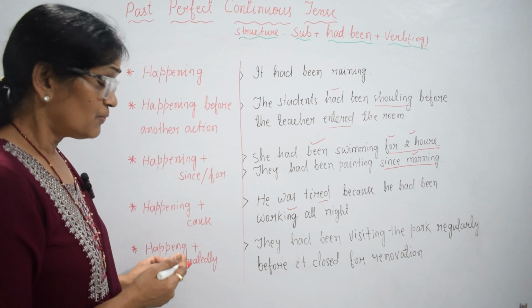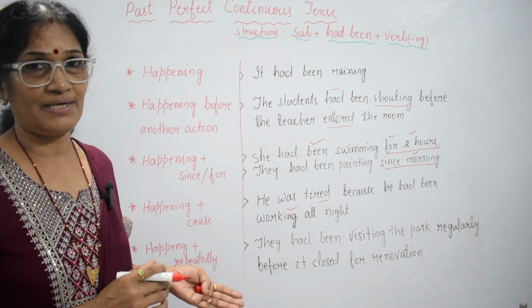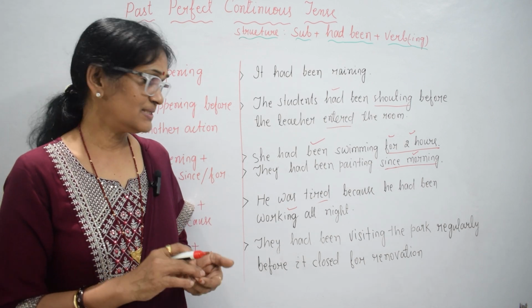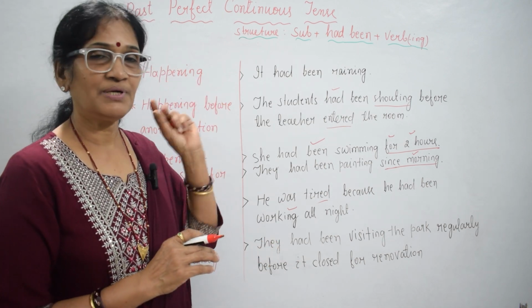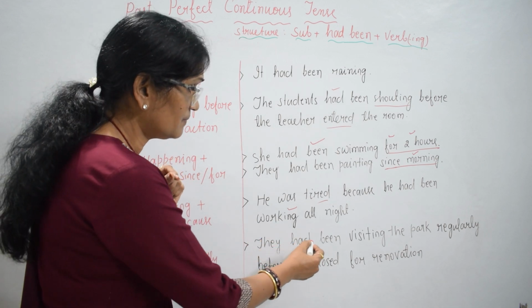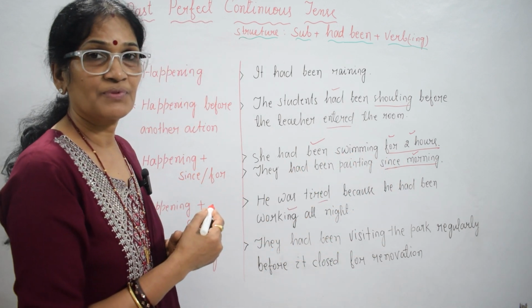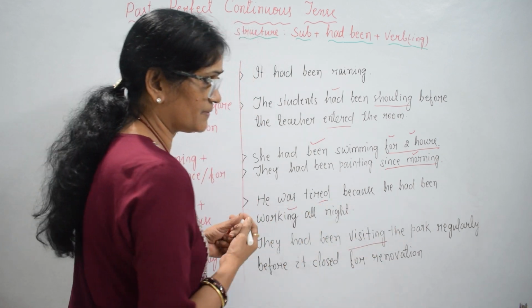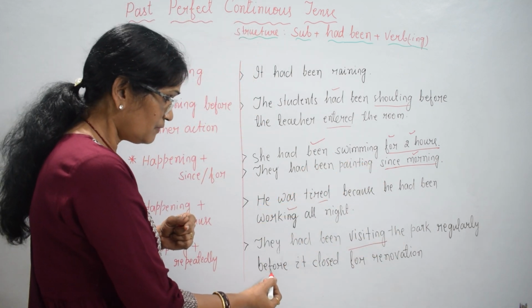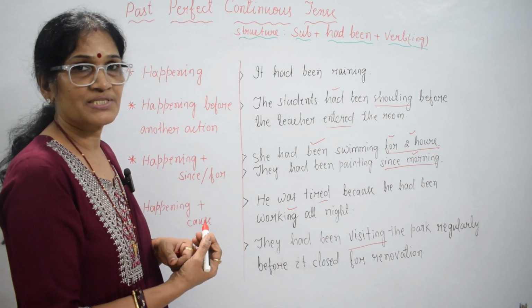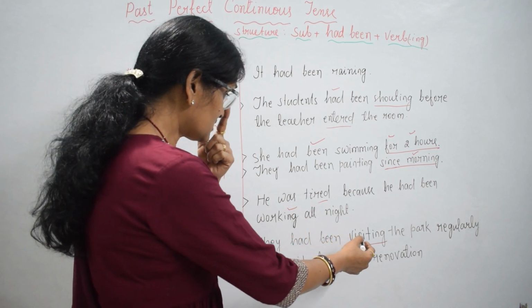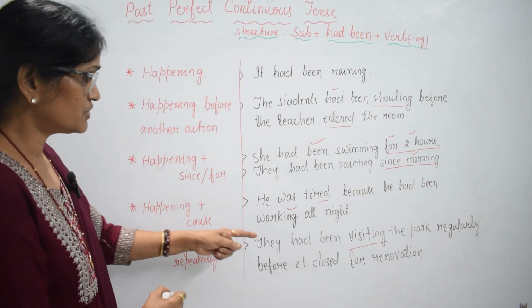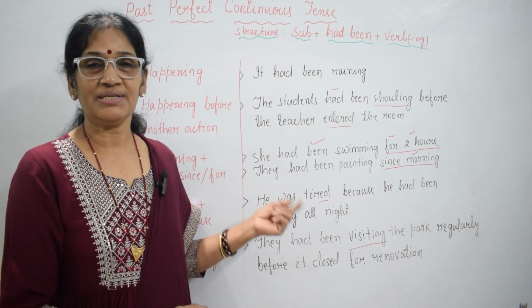Okay, when something was happening repeatedly, if you want to express it in the present, that must be in past perfect continuous tense. They had been visiting the park regularly. What was happening regularly? Visiting. So, had been visiting the park regularly before it closed for renovation. Okay, as this action was ongoing regularly, our construction should be past perfect continuous.